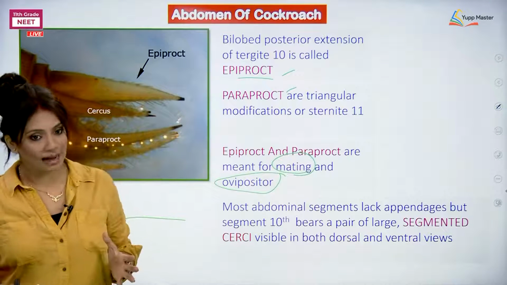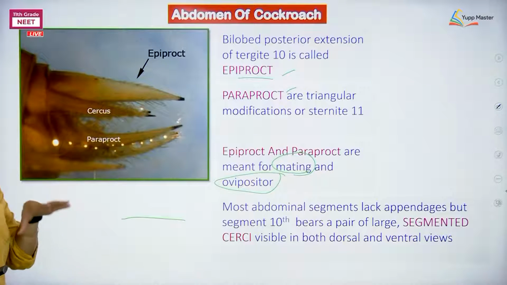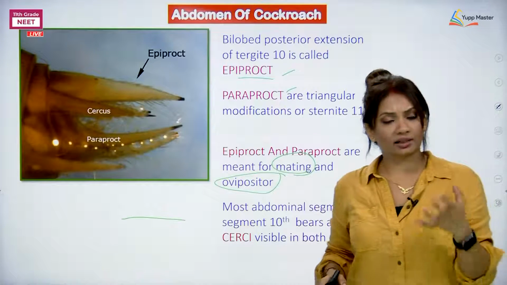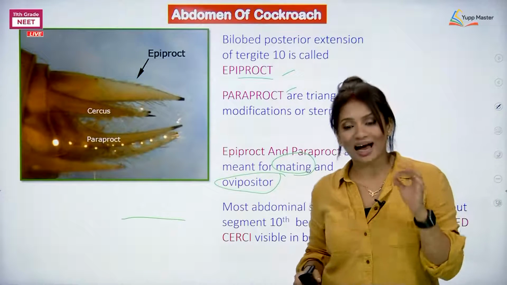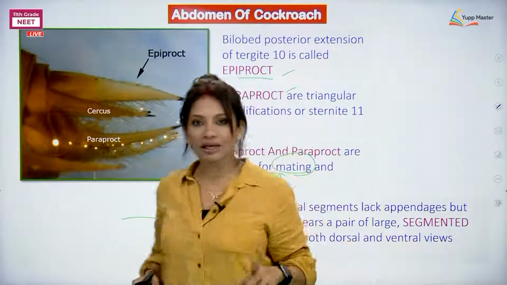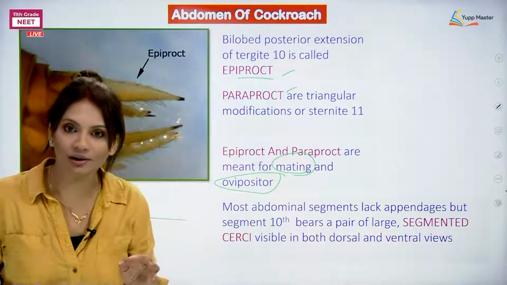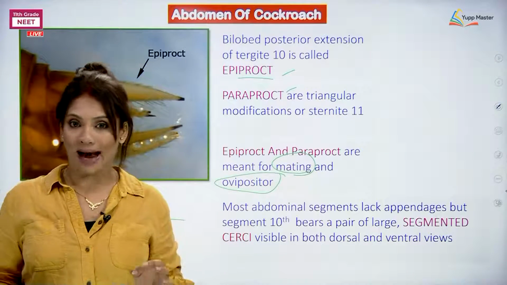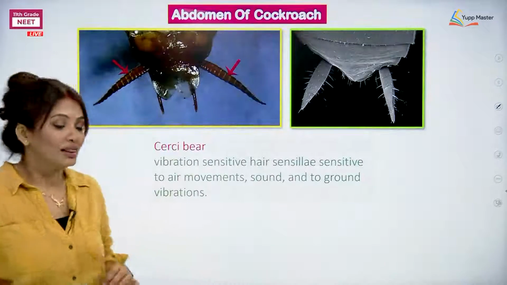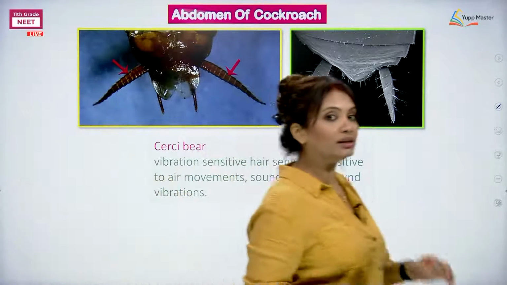Most of these abdominal segments don't have appendages. When I talk about appendages, like the legs, the 3 pairs of legs were located at the region of the thorax. But at segment number 10, there is some apparatus. What is it called? It is none other than what we spoke about a little while back in the beginning of this lecture: the anal cerci. Where are they located? They are located at the 10th segment.